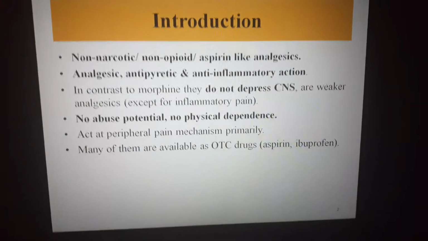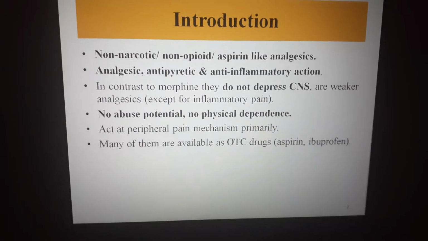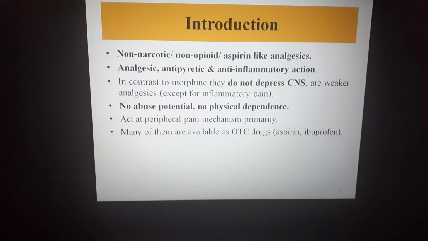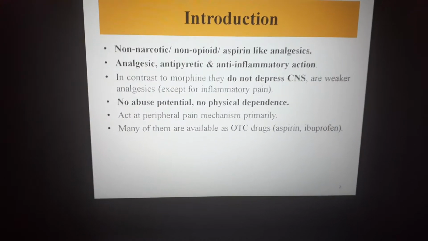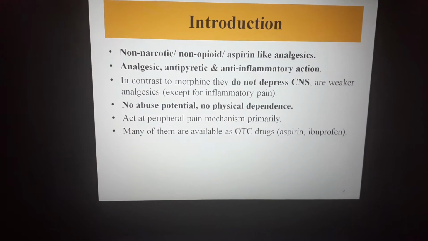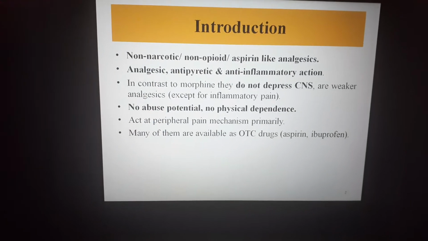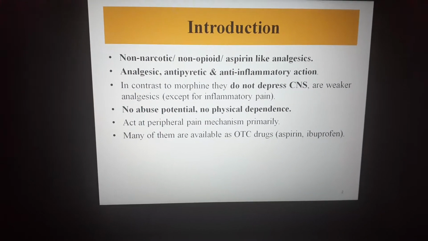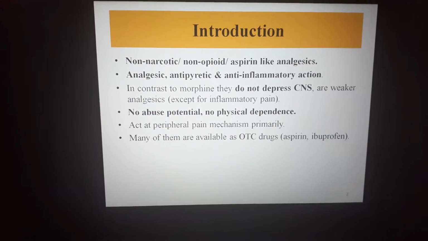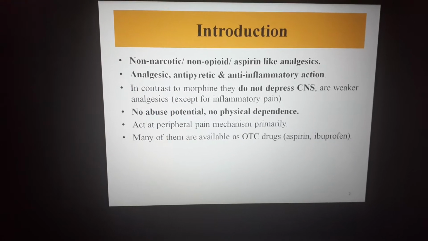So these are non-narcotic or non-opioid or aspirin-like analgesics. They have analgesic, antipyretic and anti-inflammatory action. But in contrast to morphine and other opioids, they do not depress CNS and are weaker analgesics. They have no abuse potential and no physical dependency. They act mainly at peripheral mechanism, and many of them are available as over-the-counter drugs, meaning they can be purchased without prescription of a medical person.